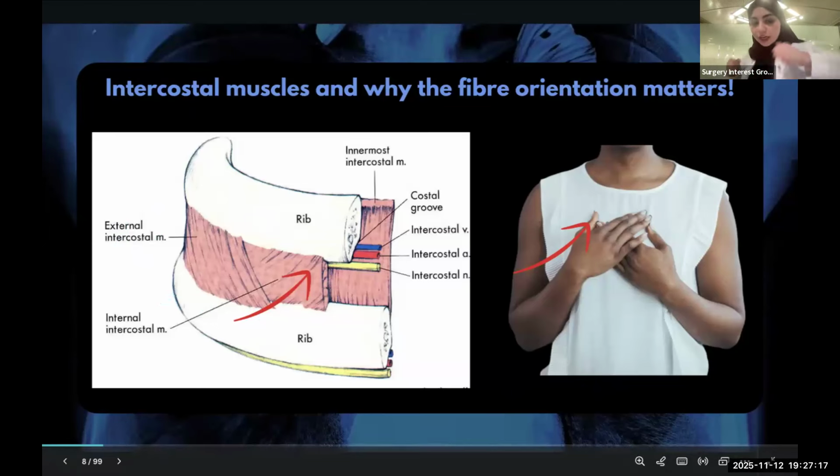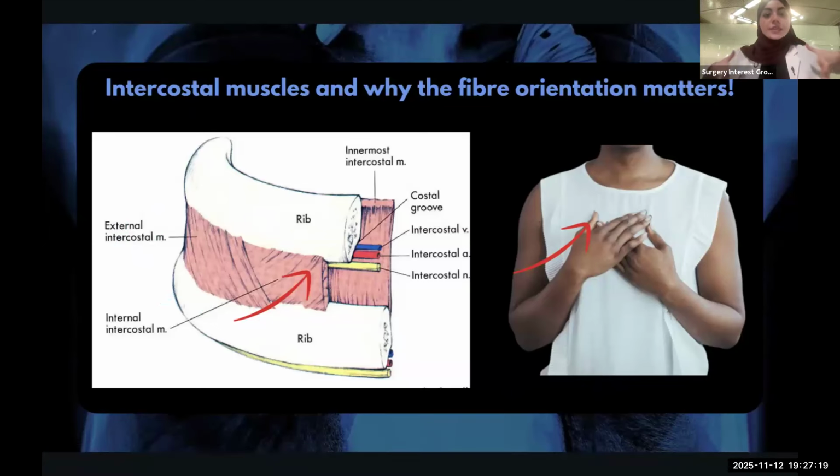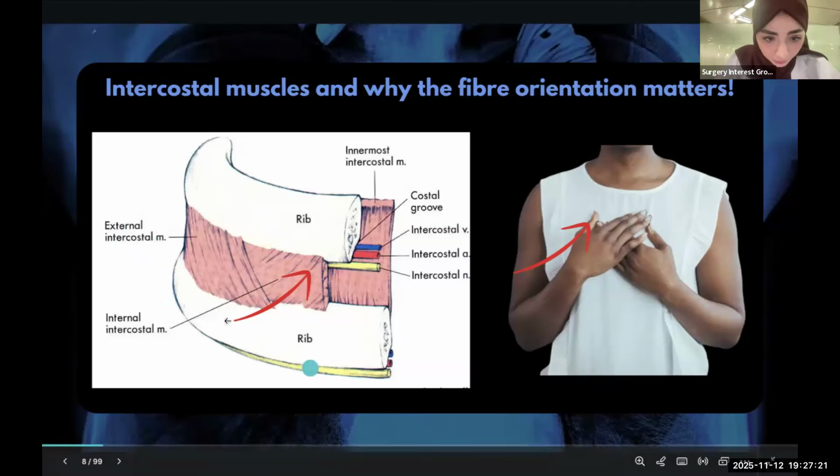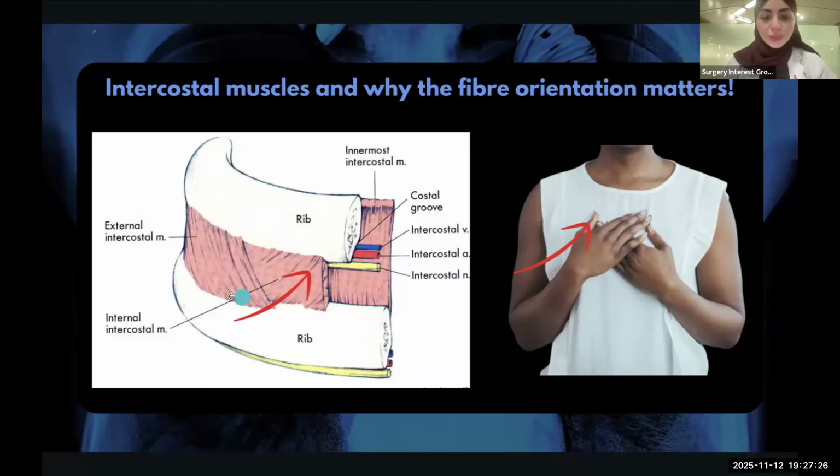Inspiration, exactly. So it's going to allow for the increase in the size of the thoracic cavity. And again, it's in hand in pocket direction, pulling the ribs up, which means I'm allowing for inspiration.